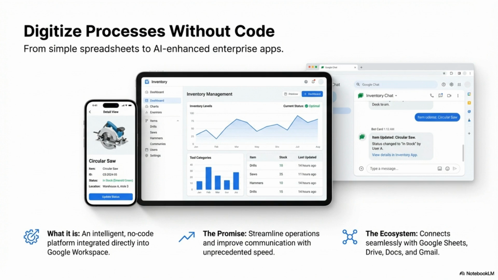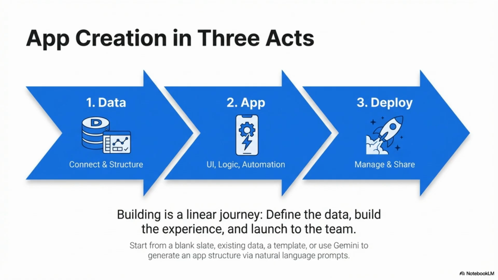AppSheet allows you to digitize processes without code, turning simple spreadsheets into AI-enhanced enterprise apps. It is an intelligent, no-code platform integrated directly into Google Workspace, enabling you to streamline operations and improve communication. App creation is a linear journey in 3 acts: data, app, and deploy. Start by defining your data, building the experience, and then launching it to your team.